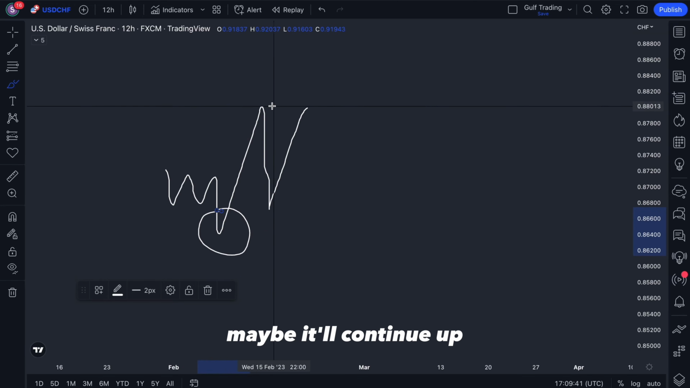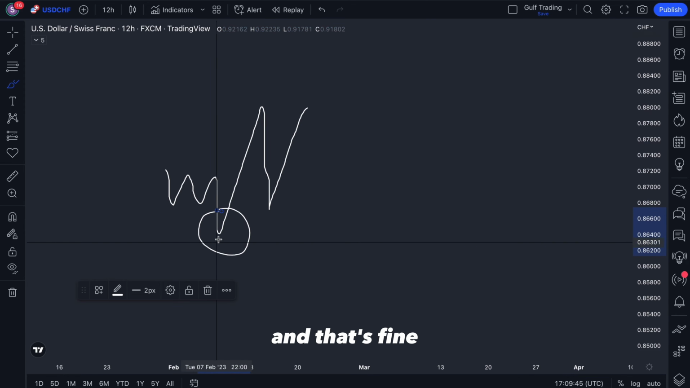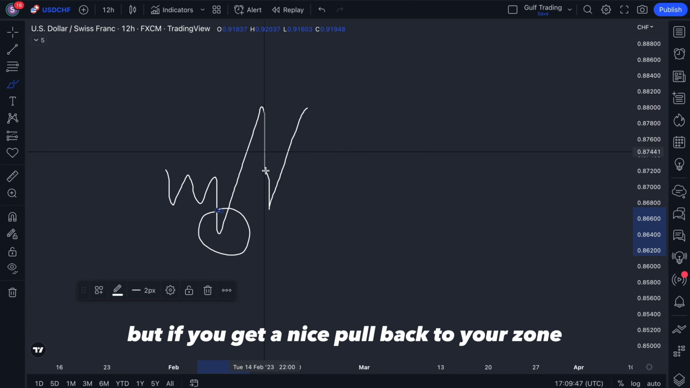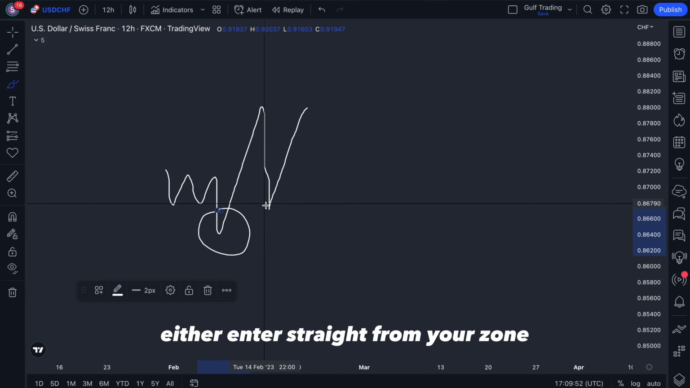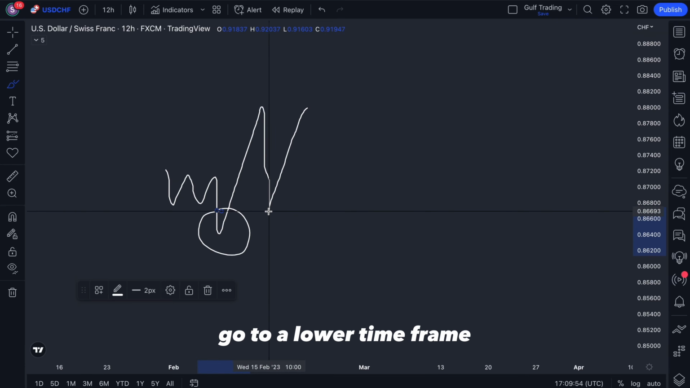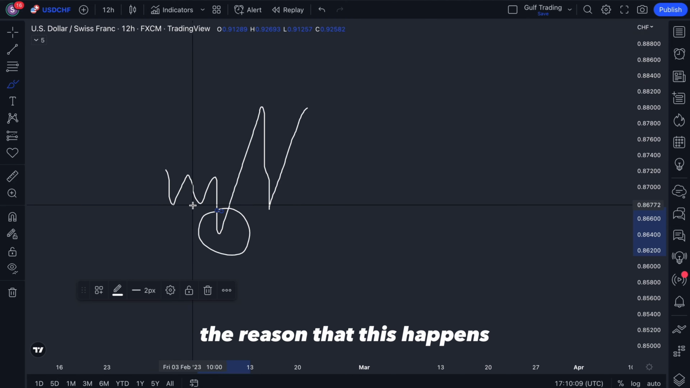Maybe it will continue up and not have a pullback and then reverse somewhere up here and take out this place, and that's fine. Sometimes that does happen. But if you get a nice pullback to your zone, then that's good confirmation that either enter straight from your zone or, as always, go to a lower time frame, look for some entries, get higher risk reward, and take it up.